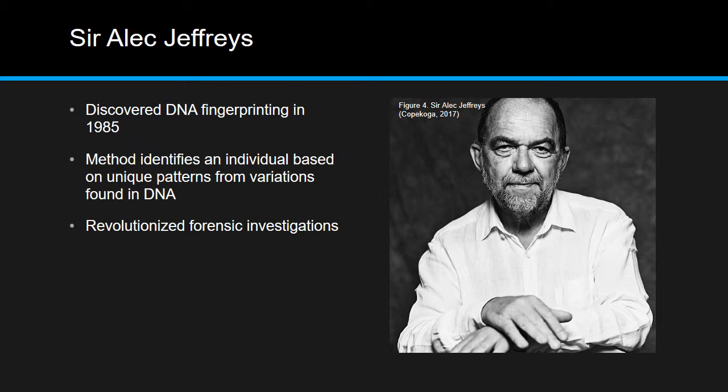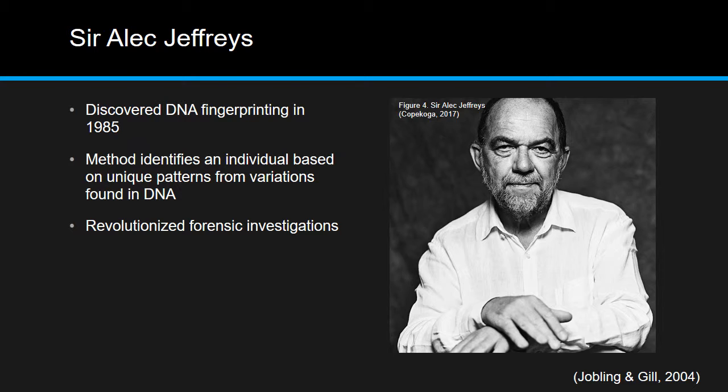Sir Alec Jeffreys. It was only in 1985 when this man, Sir Alec Jeffreys, a geneticist from the University of Leicester, discovered a technique which identifies an individual based on unique patterns from variations in DNA. In other words, his discovery demonstrated a single test could distinguish everyone on Earth except for identical twins. The impact of DNA fingerprinting on criminal investigations and individual investigations cannot be understated. It revolutionized forensic investigations as we know it.